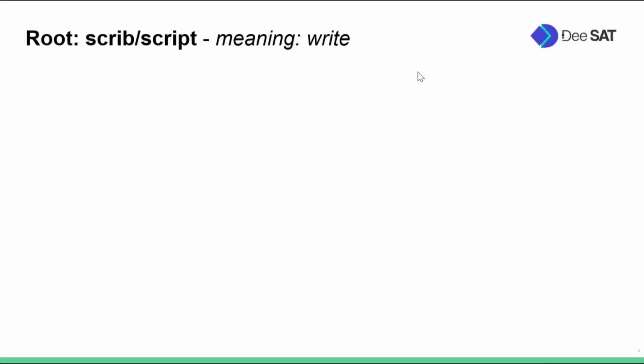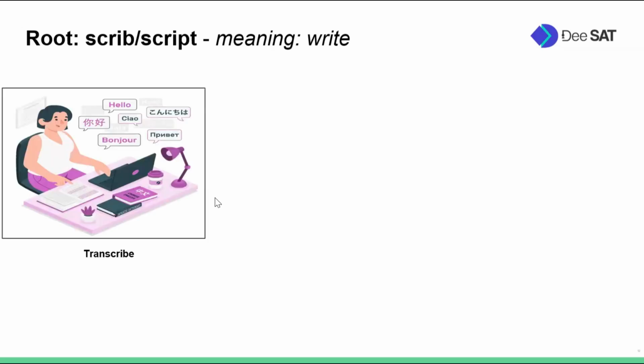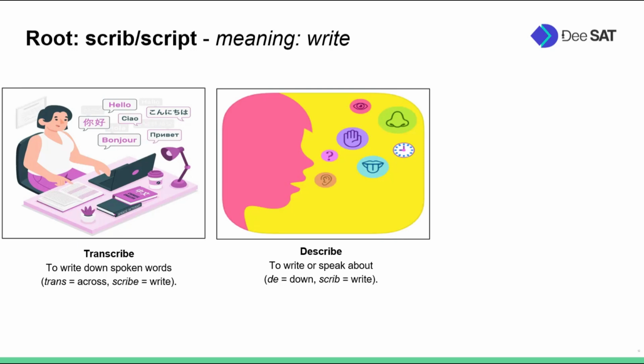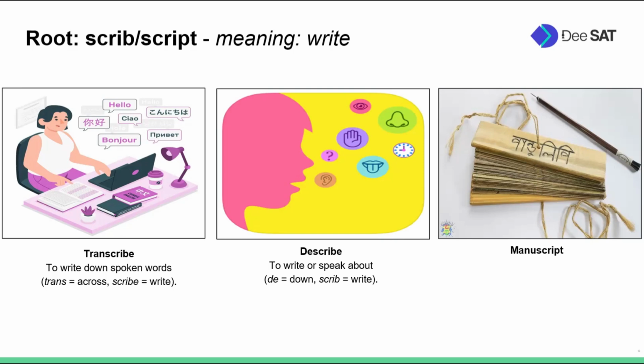The next word we have is the root scrib or script, which means to write. Transcribe, which means to write down spoken words. Trans means across and scribe means to write. So when you're writing down something which has already been said, is transcribe. Describe, which means to write or speak about something. Manuscript. Manu means hand, script means to write. So manuscript means something which is written by hand.